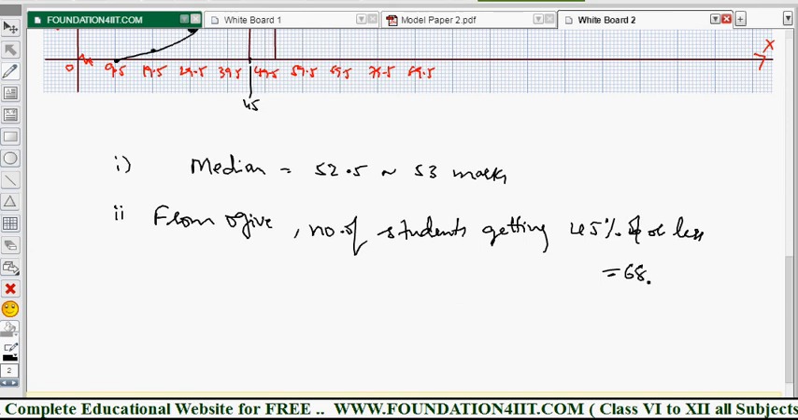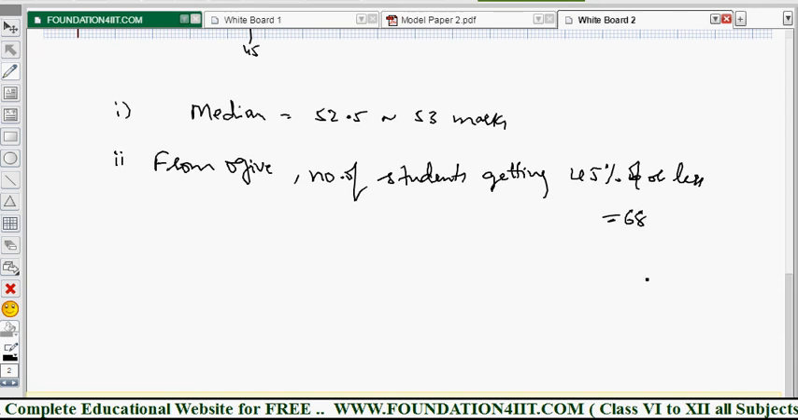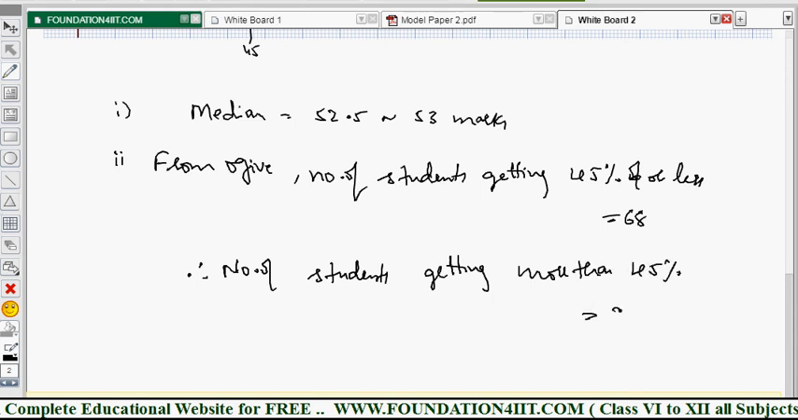But according to the question, the number of students getting more than 45%. From the total, you should subtract this. Once you do the graph, this is important, how to calculate. Because of the less than ogive, there is less only. They are asking for more than 45%. Total students is 200 minus 68, which is 132, right? Yes. So these are the students.